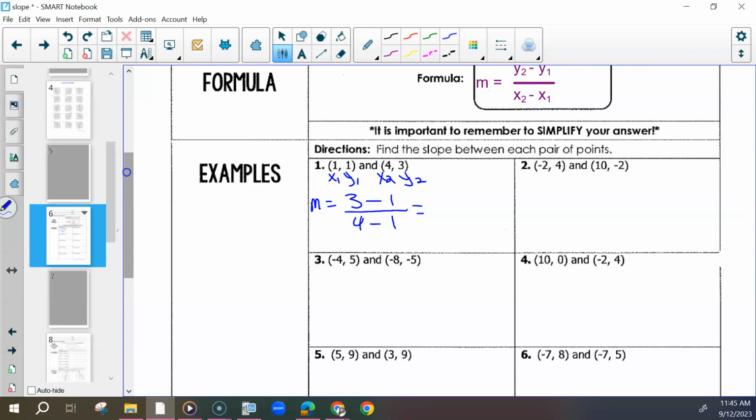Subtract each part, tell me what you get. 2/3. Just as before, make sure you're writing equals m or m equals. That way we know this is our slope.